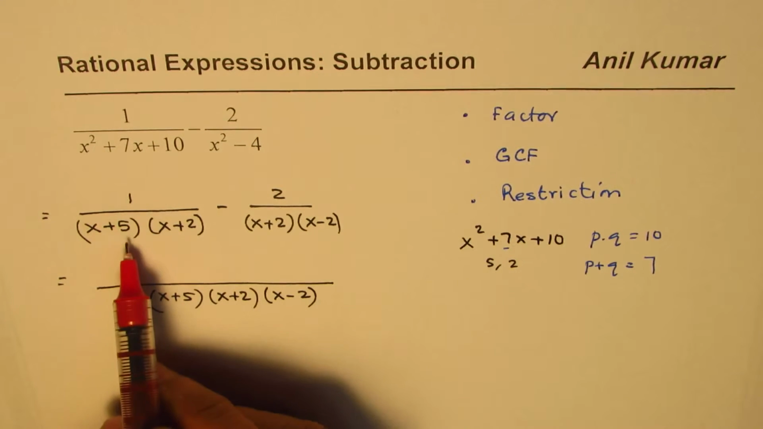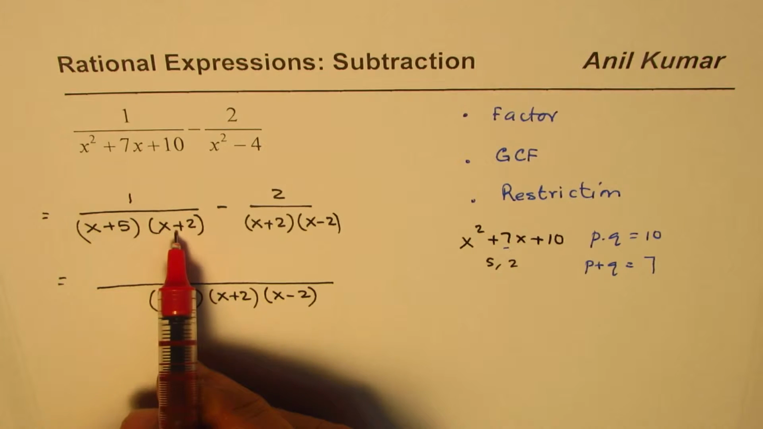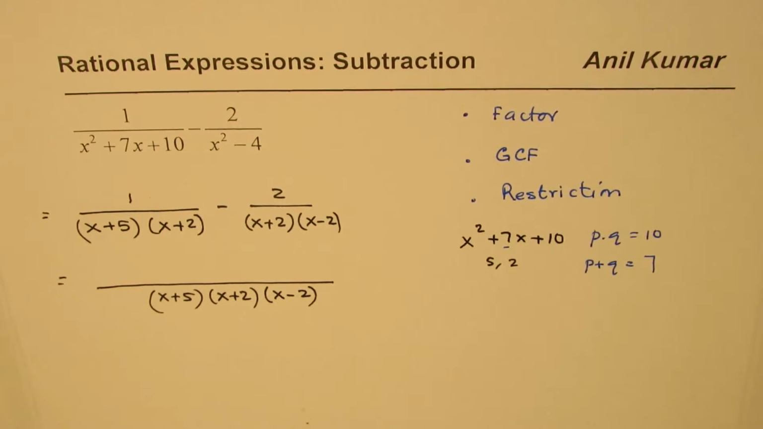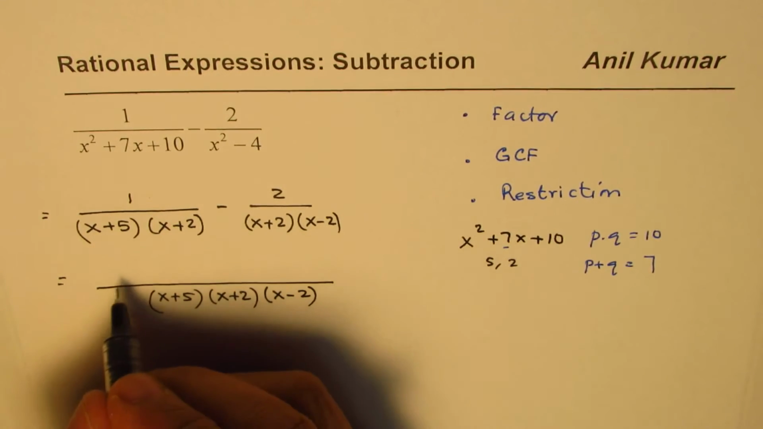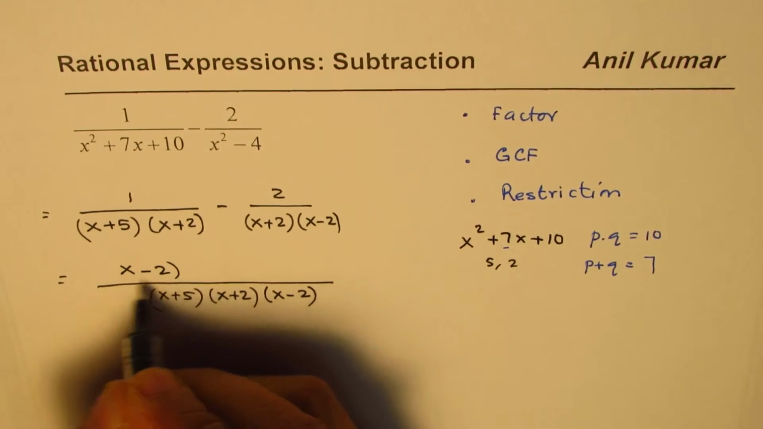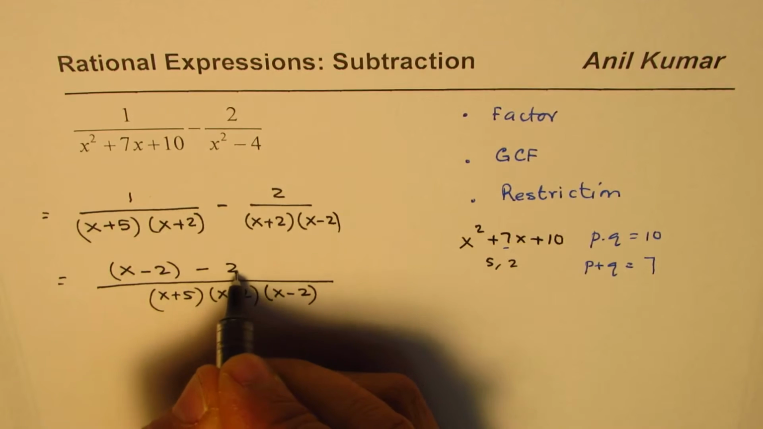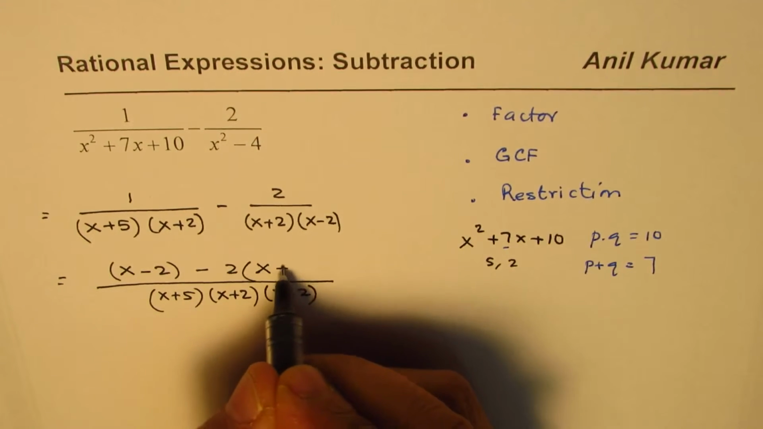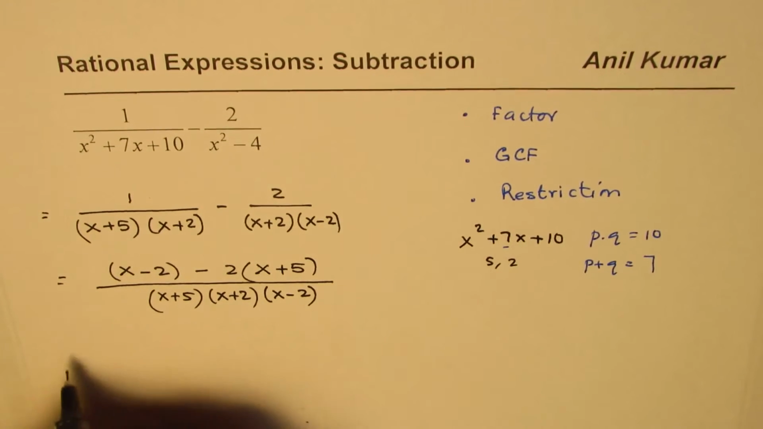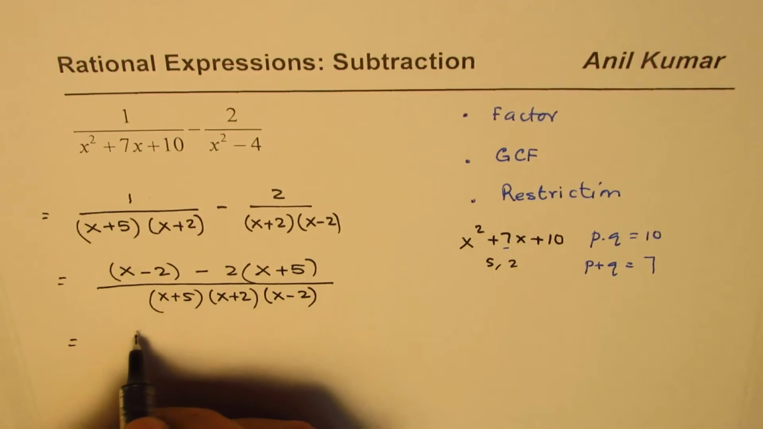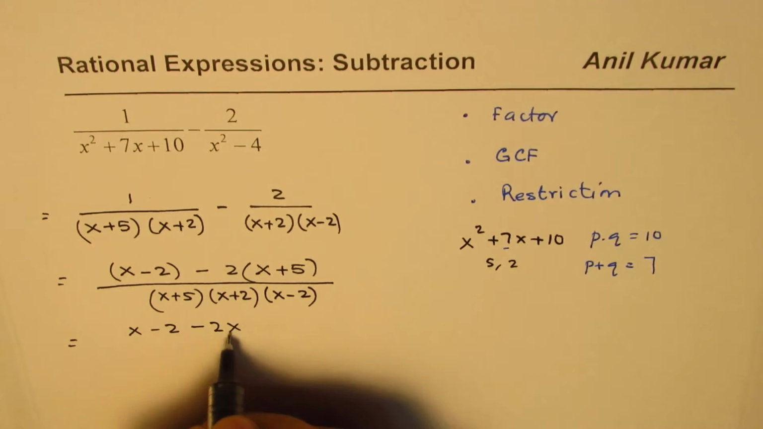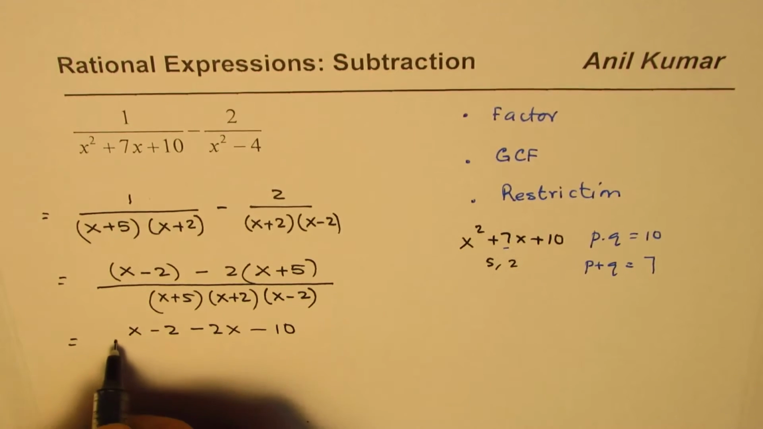In the first term, we do not have x minus 2, so we have to multiply both by x minus 2. So what we get here is 1 times (x minus 2), so let me write x minus 2 here, minus 2 times what we don't have here, which is x plus 5. So we'll multiply that by (x plus 5), right? Let's expand and simplify the numerator. x minus 2 minus 2x minus 10.